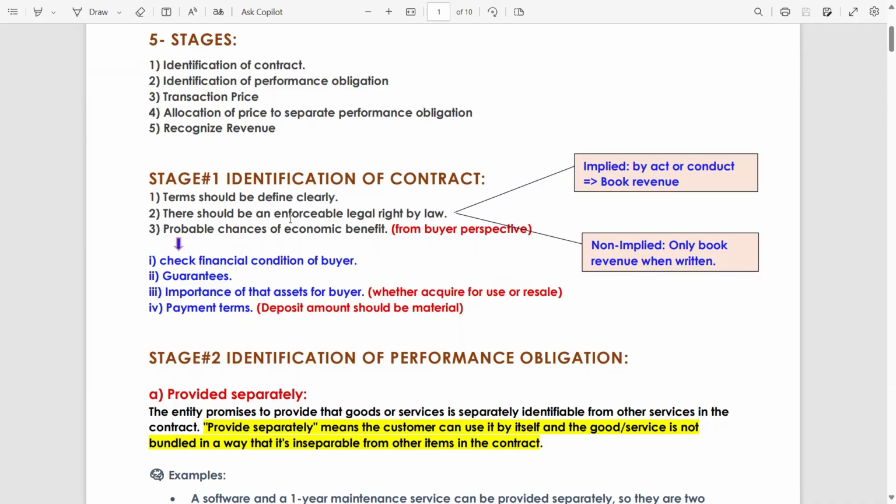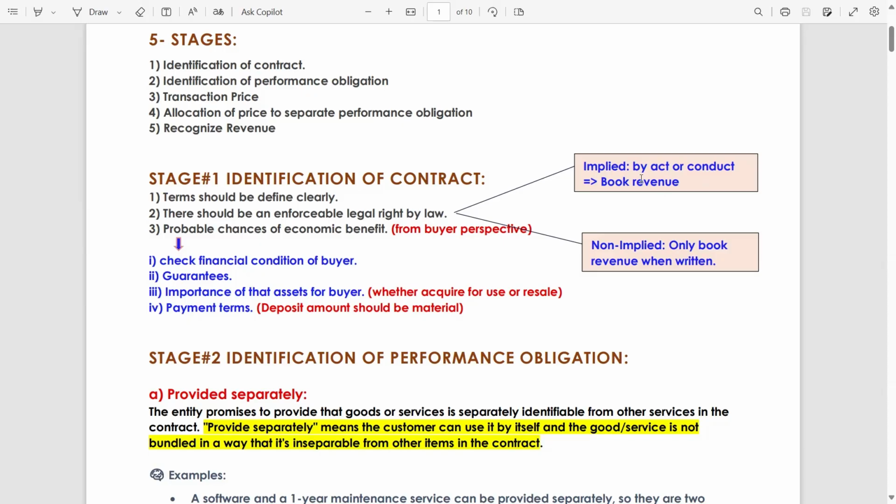Two, there should be an enforceable legal right by law, meaning a legal right enforceable by law. Three, probable chances of economic benefit from the buyer's perspective. First, read legal right enforceable by law. It could be implied or non-implied. Implied means by act or conduct. If the contract is implied, then you will have to book revenue. If the contract is non-implied, then you will have to book revenue only when the contract is written.